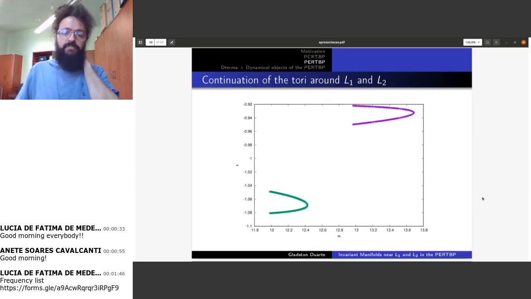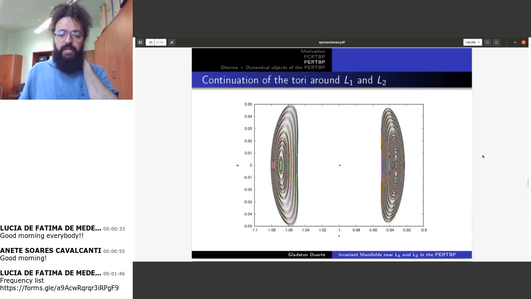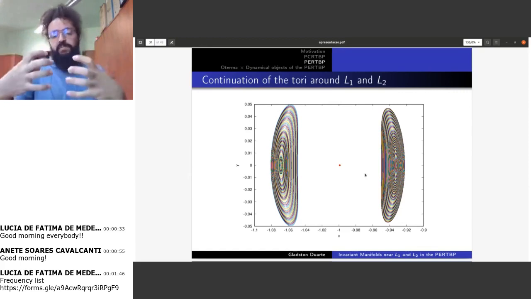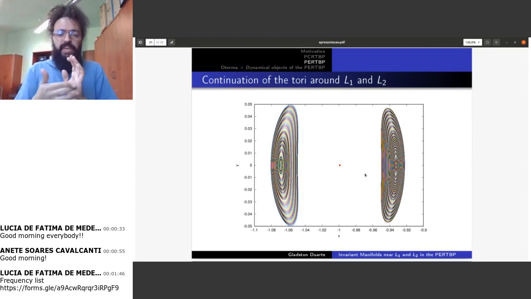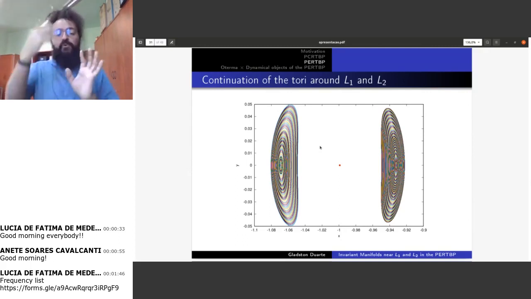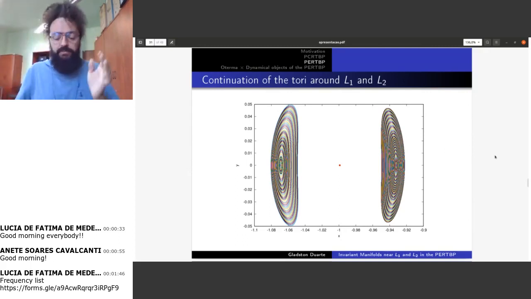So this is a continuation diagram for these two tori. And these are representations of these tori in the configuration space X and Y. I recall here that these are intersections of the whole phase space with a time section. This one, I think it's time section pi, if I'm not mistaken, excuse me. So that's why we see curves. It might seem that they are orbits, but they are not. They are intersections of tori with these time sections.